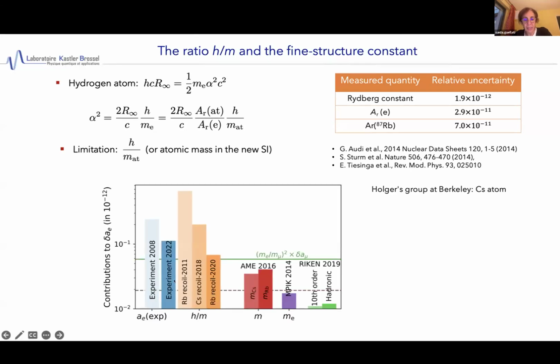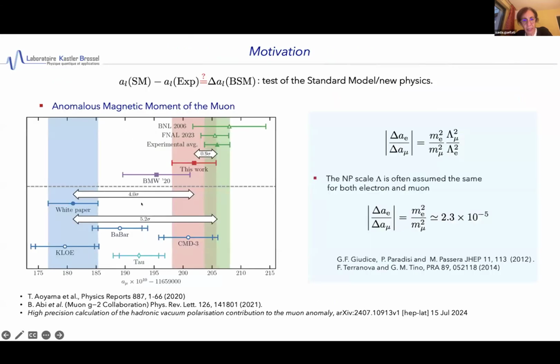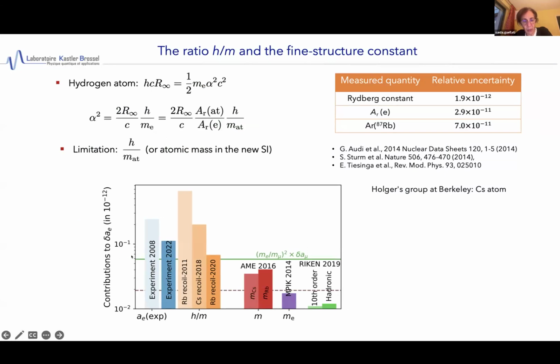I show here the contribution to delta E of different uncertainties. If, for example, we need to see a 4 sigma discrepancy on the electron, we should achieve at least this level of uncertainty. And if we want to see an effect at 3 sigma, to be sure, we should achieve this uncertainty. That means that many people have to work together: recoil measurement, g-2 experiment, as well as mass measurement of cesium and rubidium.